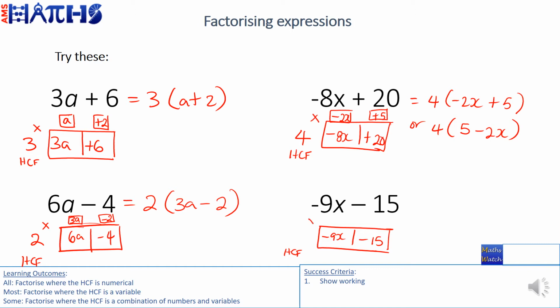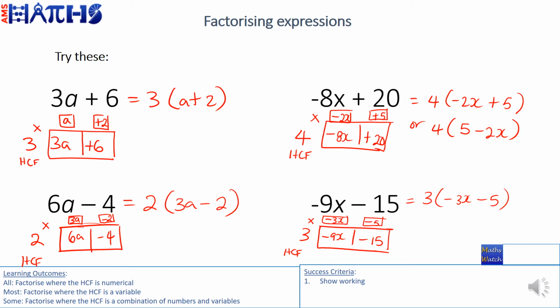Now we need to find the two terms that will multiply to give us minus 9x and minus 15. So 3 times a minus 3x will give us minus 9x, and 3 times a minus 5 will give us a minus 15. So our answer is 3 open bracket minus 3x minus 5.